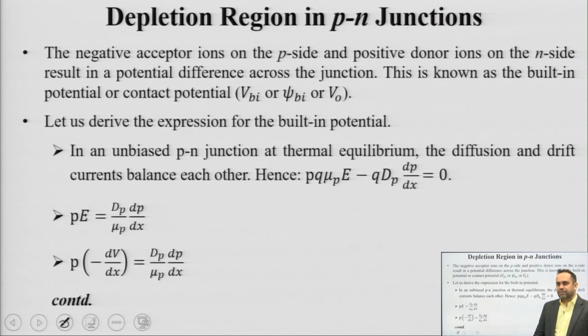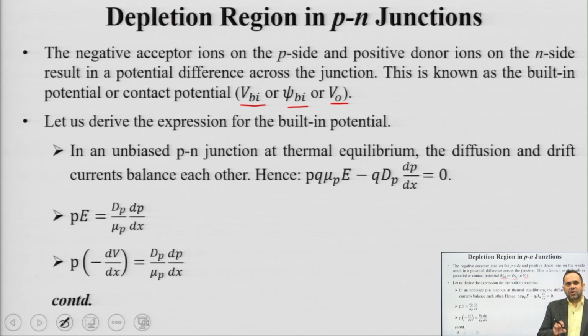So, now we want to know what are the various electrostatics associated with the depletion region. As we have already said, the p side has negative acceptor ions and the n side has positive donor ions, which results in a potential difference. This is known as the built-in potential, and now we need an expression for it. It is also known as contact potential or space charge potential. There can be different names, but it is the same thing. Symbols can be different, it can be represented by V_BI, psi_bi, V naught, but we are talking about the same potential barrier across the junction. So, now I want an expression for it.